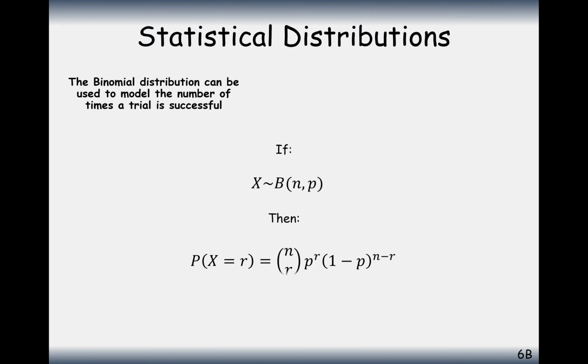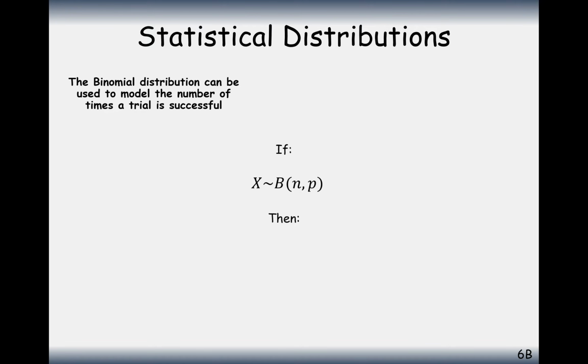N here is representing the number of trials, so if we're flipping a coin 5 times, N is going to equal the number 5, and P is the probability of success, where if it's a coin, for example, then that success is going to be a half, so we'd write a half here.